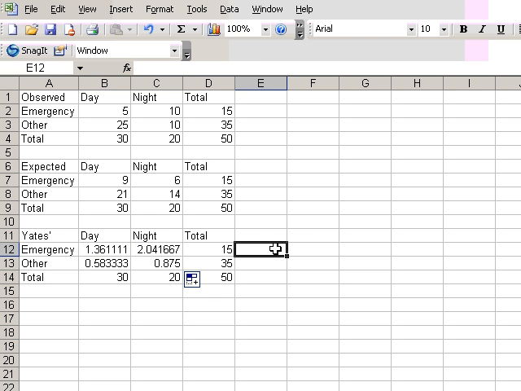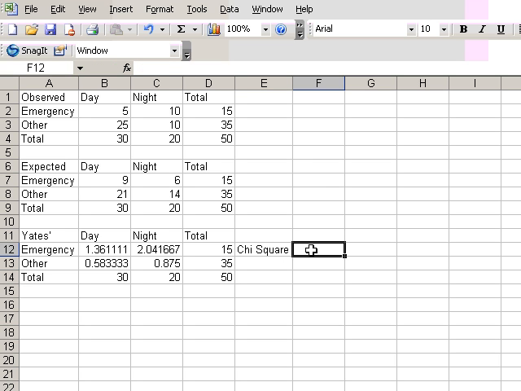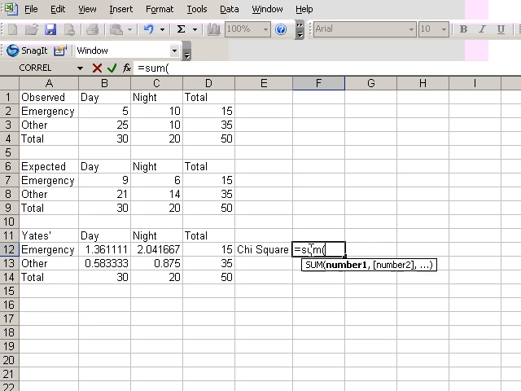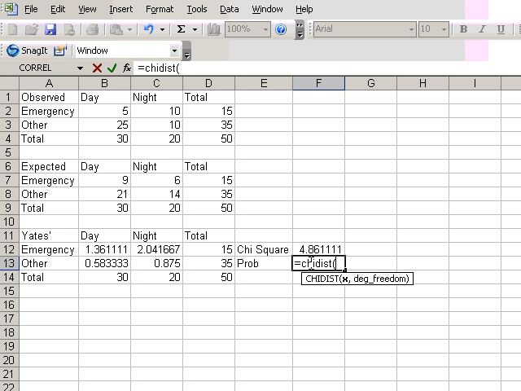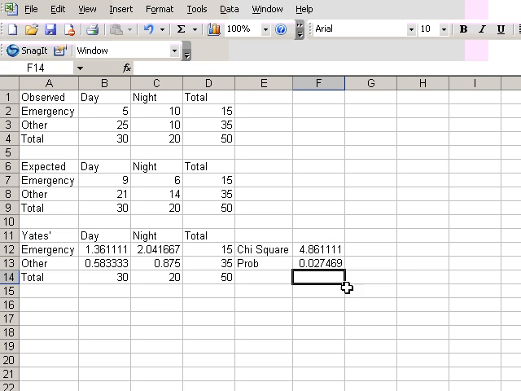Now here I will create the chi-square. It is again the sum of the internal cells, and the probability is equal to CHIDIST. X is the chi-square value and 1 degree of freedom, and the probability is 0.027.